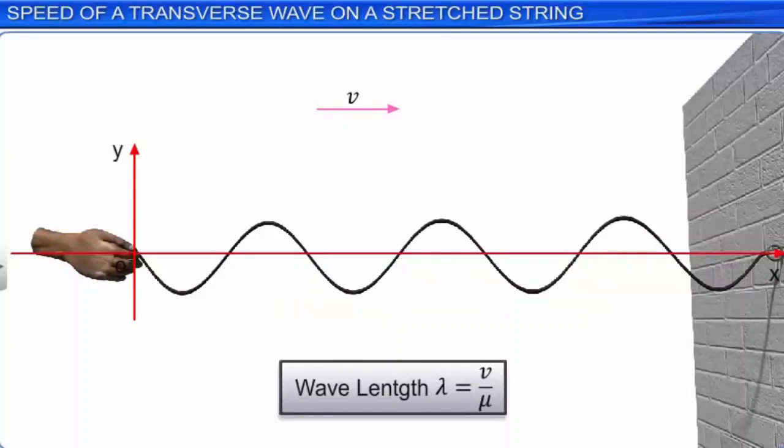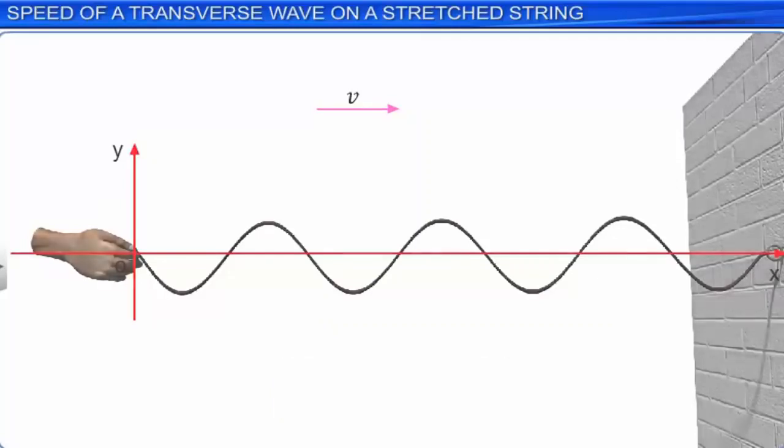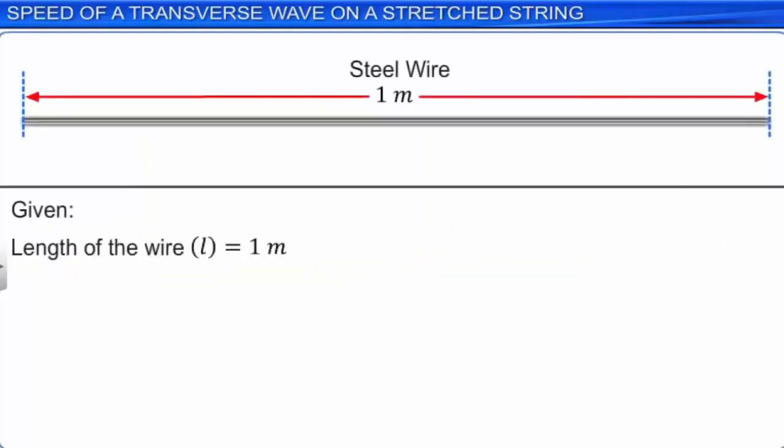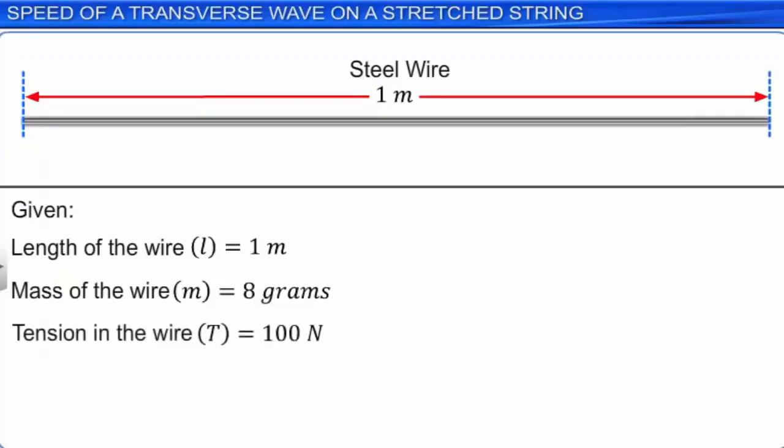A steel wire 1 meter long has a mass of 8 grams. If the wire is under a tension of 100 Newton, what is the speed of the transverse waves on the wire? Mass per unit length mu is expressed as 8 into 10 raised to the power minus 3 divided by 1 kilogram per meter.